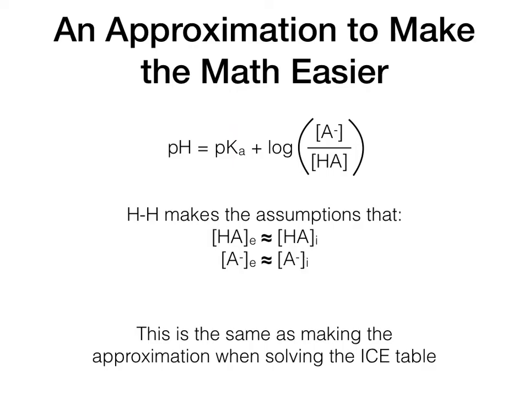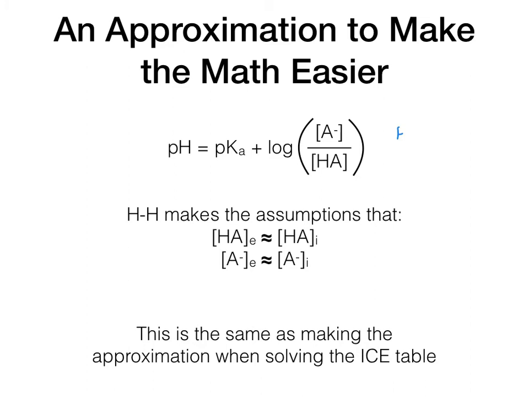Okay, good news. The math in that ice table that we used was complicated. It turns out that there is an approximation that we can make that really makes buffer calculations a lot easier. And this is what's known as the Henderson-Hasselbalch equation.